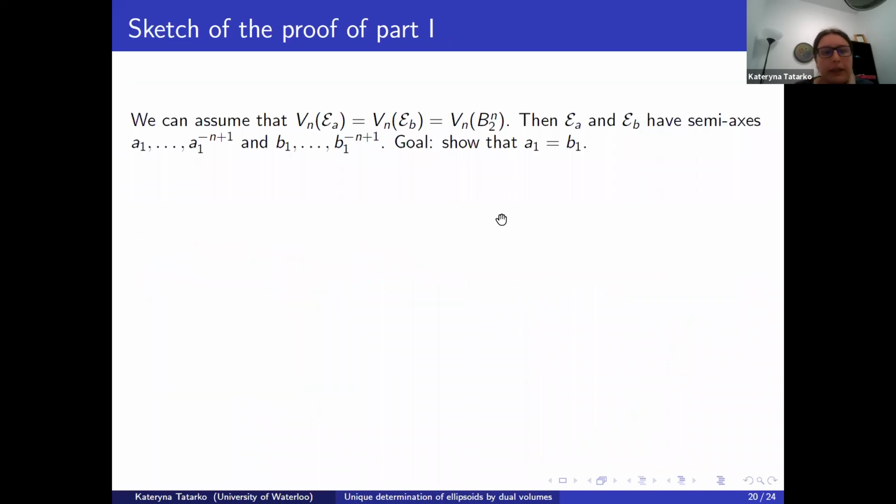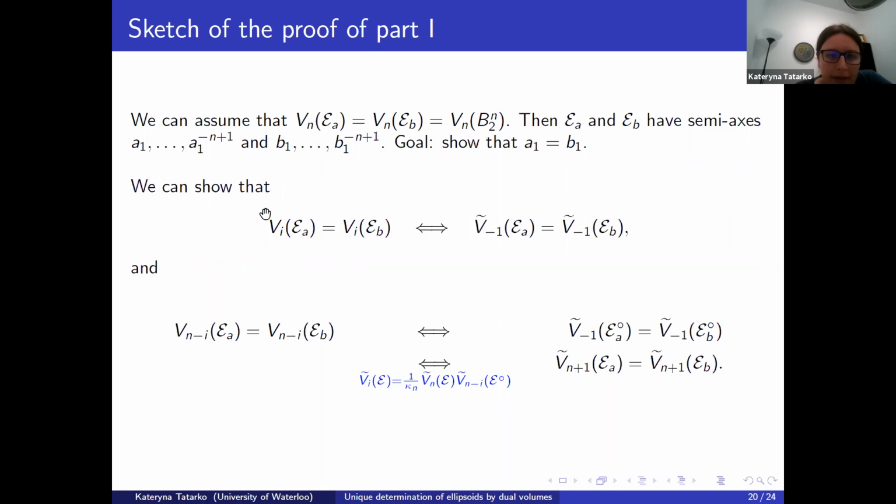Okay, so let's look at the proof. So again, without loss of generality, we can assume that the volumes are the same and they equal the volume of the unit ball. Then this just allows us to rewrite the semi-axes of both ellipsoids only in terms of one variable. And our goal is to show that the semi-axes corresponding to the first ellipsoid are the same as for the second one. So we used already the equality of volumes.